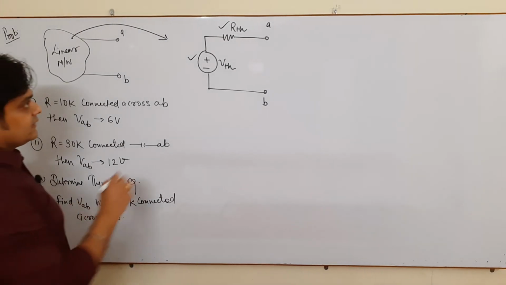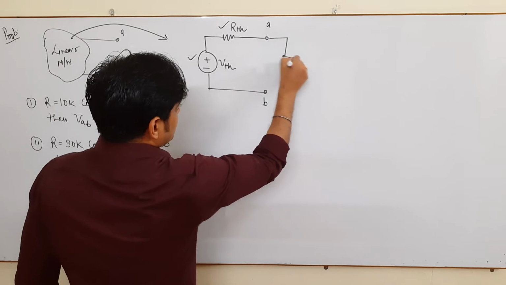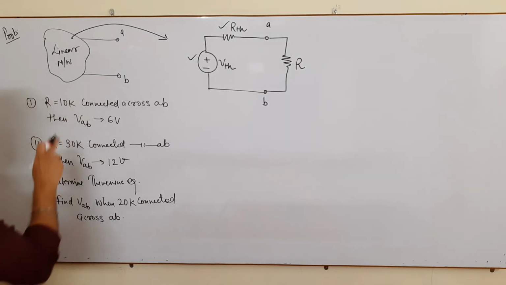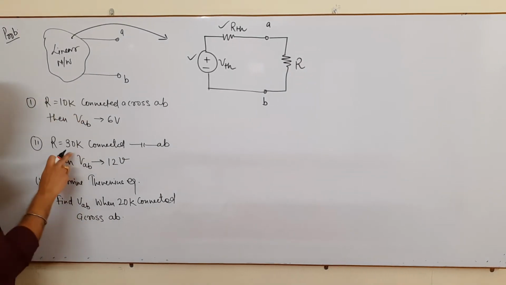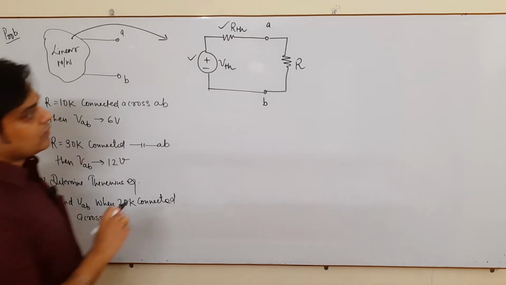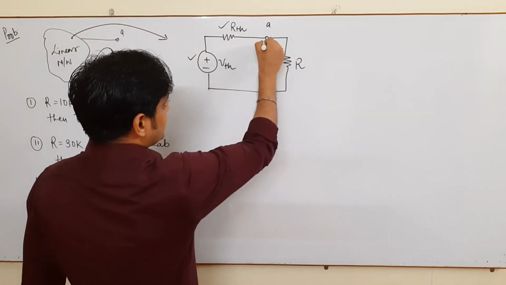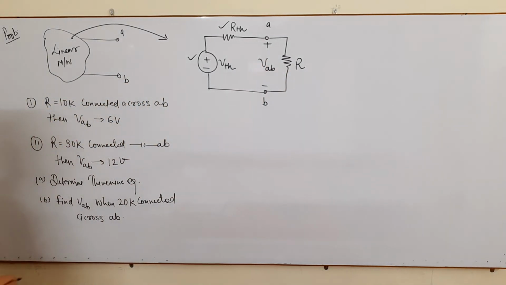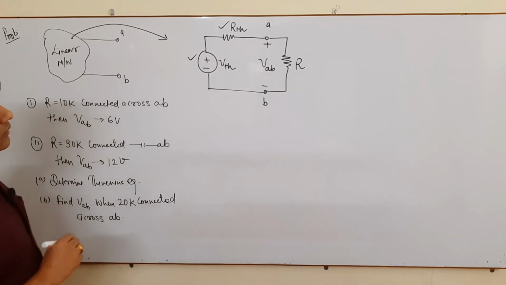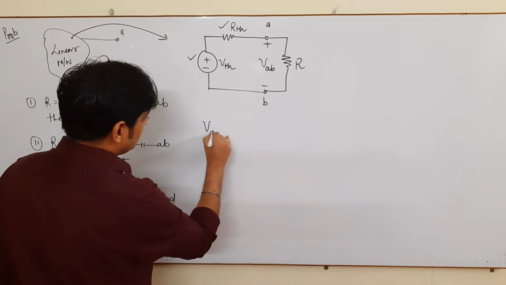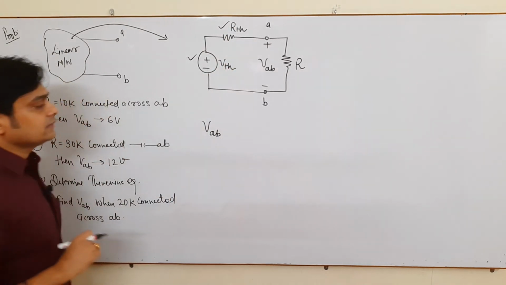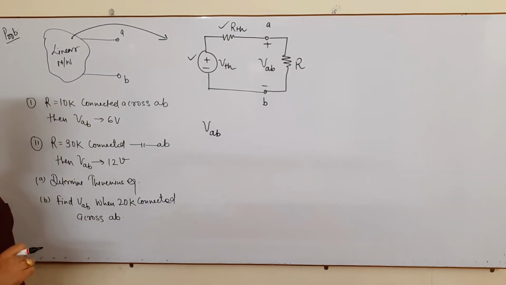Now the first condition is when a 10 kilo ohm resistance is connected. So for the time being, I am considering let this resistance be R, because in the first condition it is 10 kilo ohm and in another condition it is 30 kilo ohm. So I can say if some resistance R is connected and the voltage which is appearing across this terminal is VAB, okay, the voltage across this terminal VAB. So can you find the value of VAB in terms of VTH and RTH? Is it possible? Yes, it is possible.